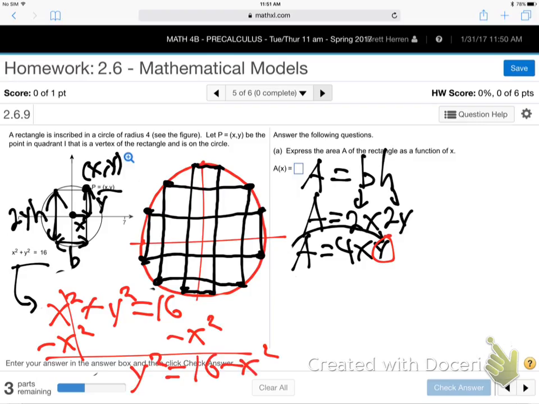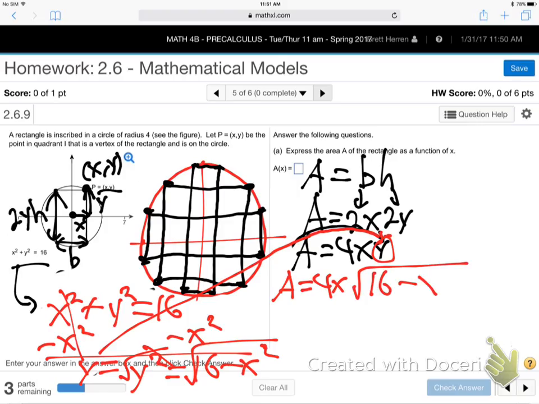So I'll put the x squared in the back this time. So everybody see what I'm doing? I'm just subtracting x squared from both sides. And then I just root both sides, and that cancels that out. So that makes it plain y, doesn't it? Everybody see? Yeah, now plug that in right there. So the area becomes 4x, and the y is square root of 16 minus x squared, or negative x squared plus 16. Same thing.